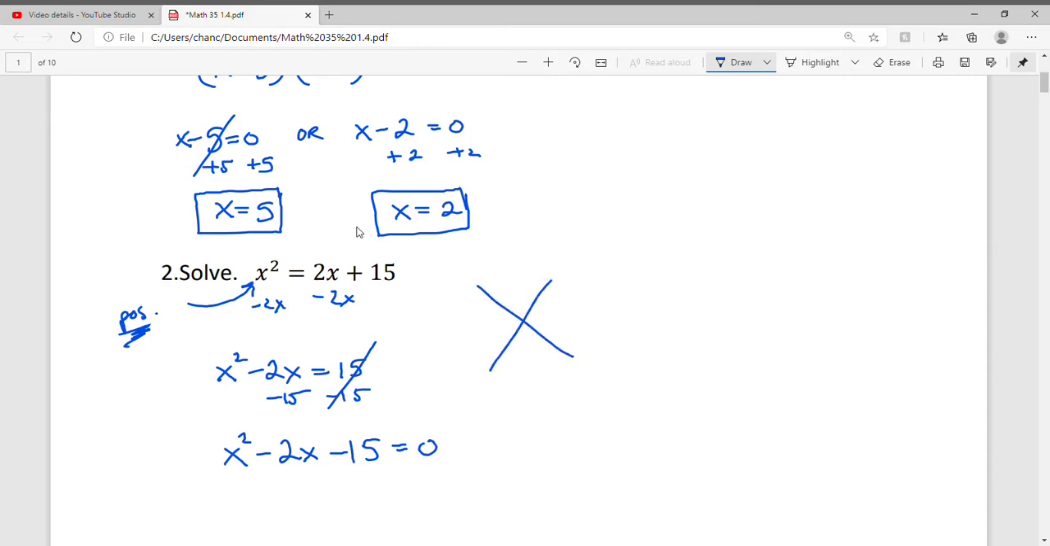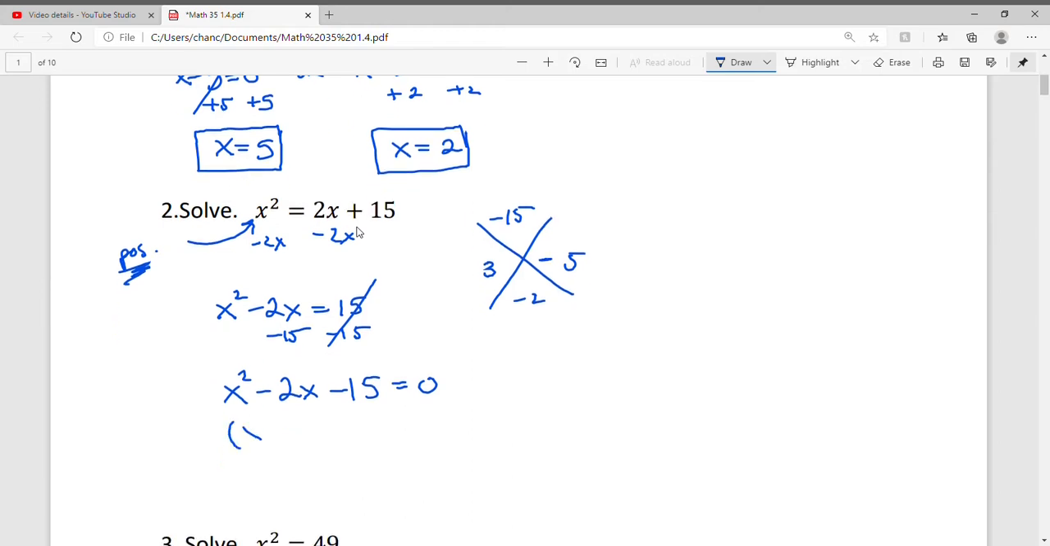Let's see if this thing factors with the diamond method. And the two numbers are 3 and 5. This must be a negative 5. So this factors as x plus 3 times x minus 5 equals 0. Again, look at the factoring techniques. This has to be the diamond method because the leading coefficient is a 1. I can now say that x plus 3 could be 0 or x minus 5 could be 0.